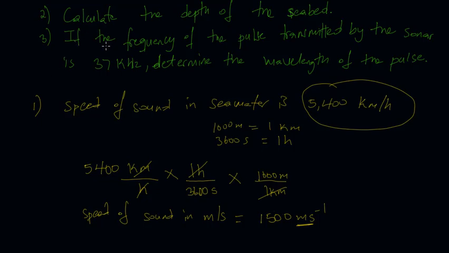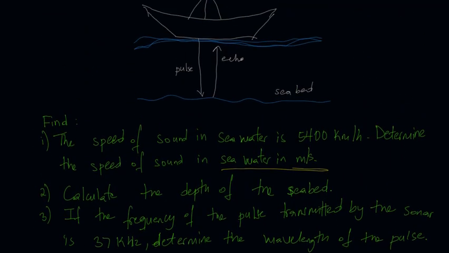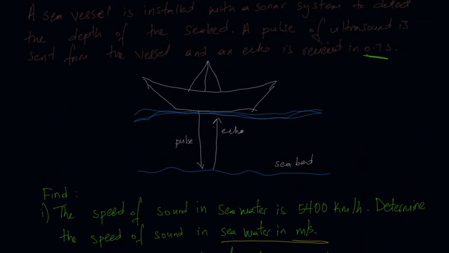Now, part 2 of the question wants us to calculate the depth of the seabed. So again, let's look back at our diagram. The sonar system sent out a pulse, it traveled some distance, and then went back up. So it took 7 seconds for the sound to leave the ship or the sea vessel, travel down, and then back up to the sea vessel.